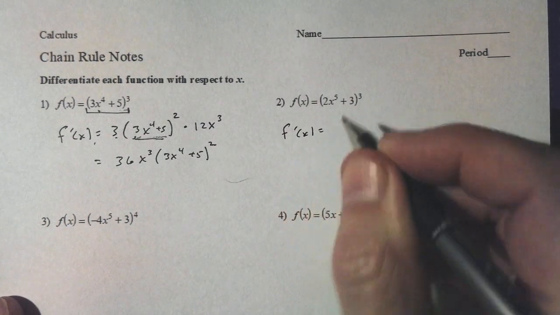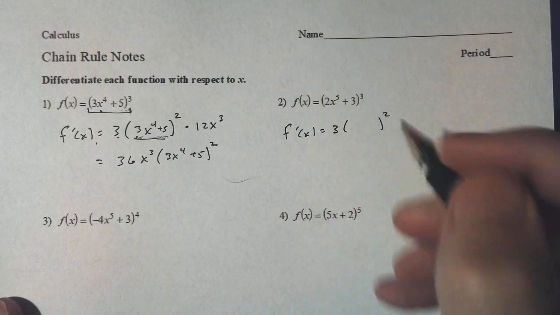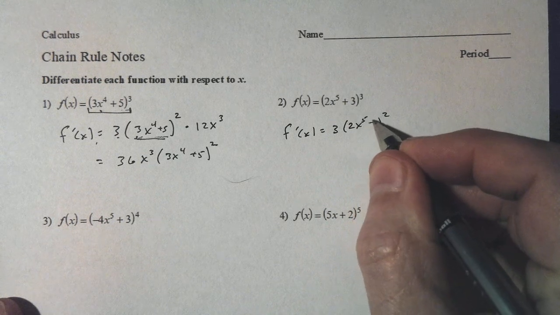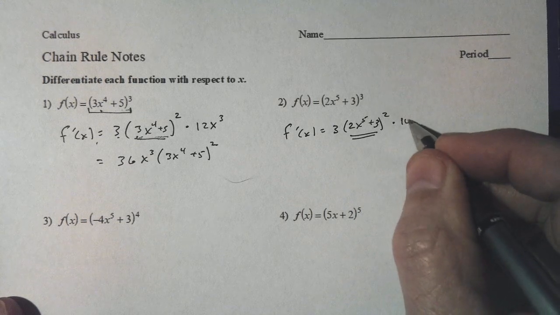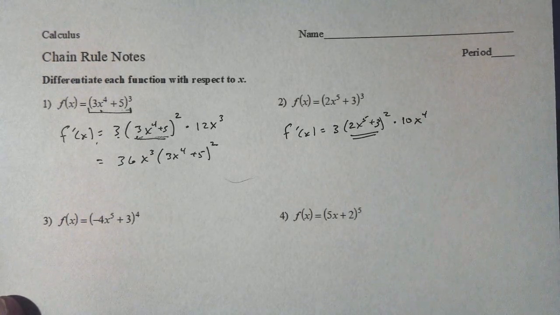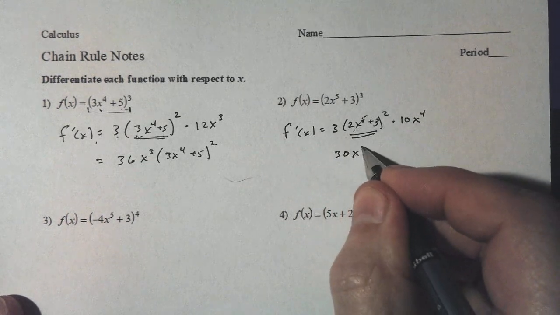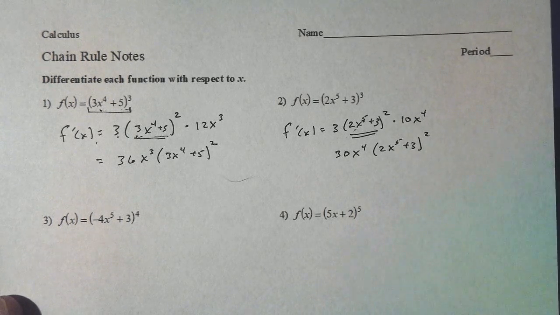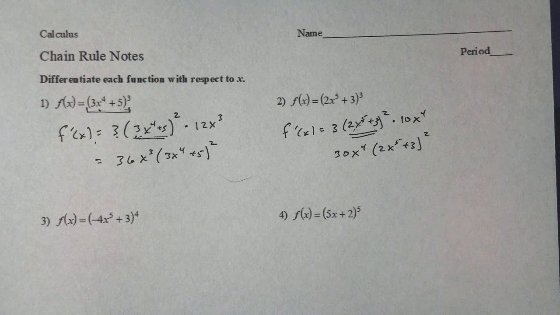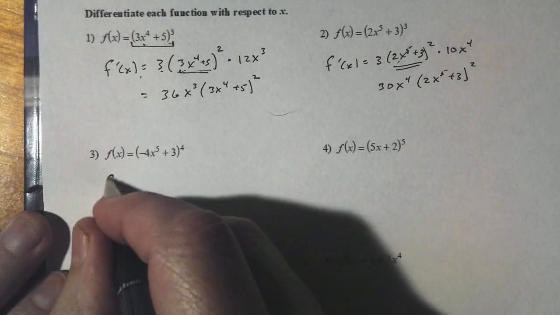f prime x is treat the mama. The mama function, something to the 3rd. Leave the baby alone. Treat the baby, 10x to the 4th, the derivative of the inside function. And simplify, 30x to the 4th times quantity 2x to the 5th plus 3, squared. So it's just kind of repetitive, and we're getting used to this, so we can just sit down, see a problem like this, and just go right at it.